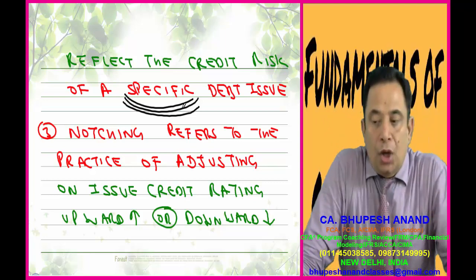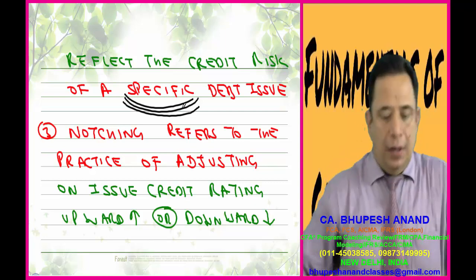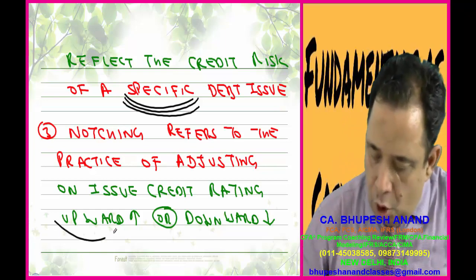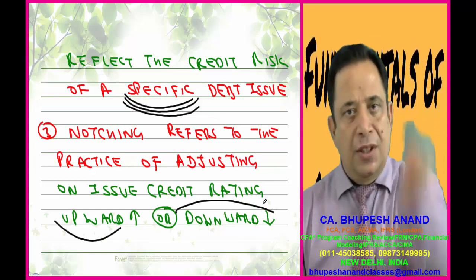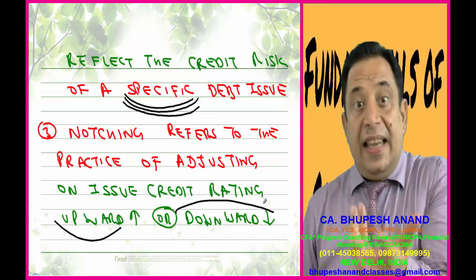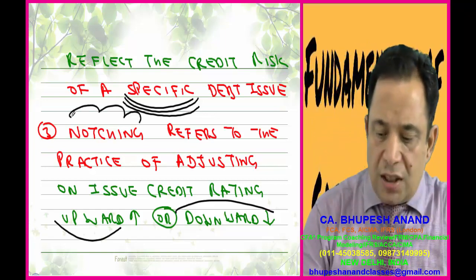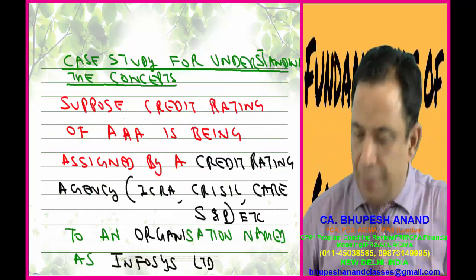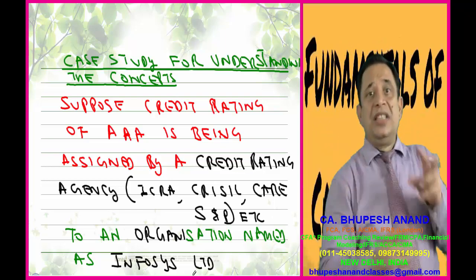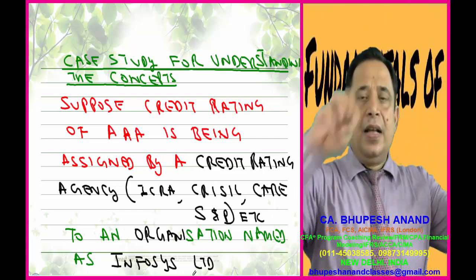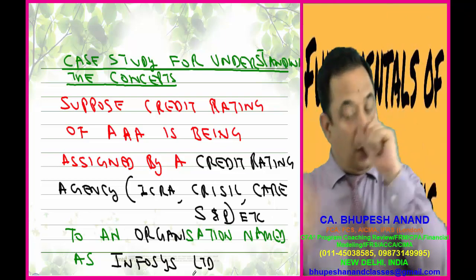Please write down. Notching refers to the practice of adjusting an issue credit rating, either upward or downward. It means CRISIL, ICRA, CARE, Standard and Poor's, when they either increase the credit rating or decrease the credit rating, that process is named as notching. So I am discussing a case study with the help of which I will be explaining all these three concepts: the family credit rating, the credit rating of an issue, and the third is notching. We are following the process of notching.